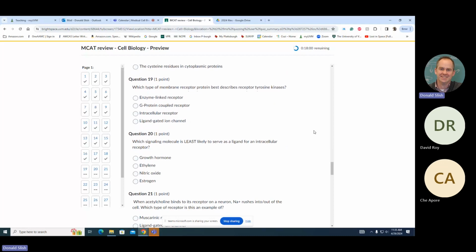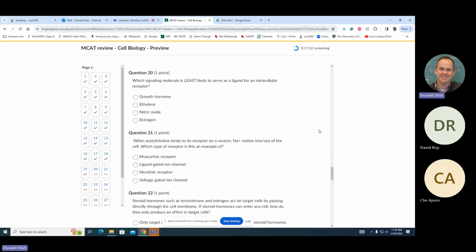Which type of membrane receptor protein best describes receptor tyrosine kinase? Or enzyme receptor. Which signaling molecule least likely serves as a ligand for an intracellular receptor? It has to be something that gets into the cell: nonpolar, nonpolar, nonpolar, polar.